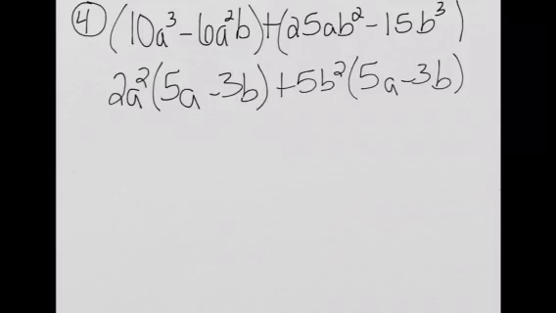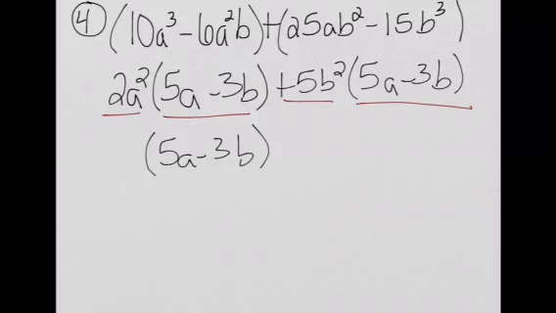So now we notice that in parentheses we have the same factor. So that becomes one of my factors in my final answer, 5a minus 3b. And then my other one comes from what we have left over, the 2a squared plus the 5b squared. And there's my answer in factored form.